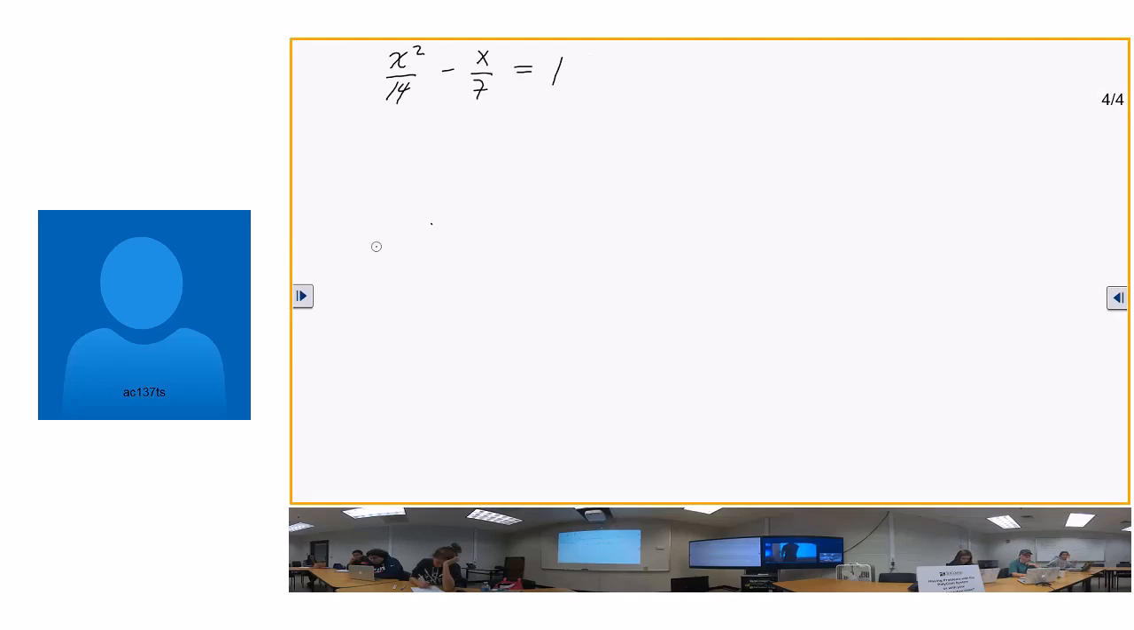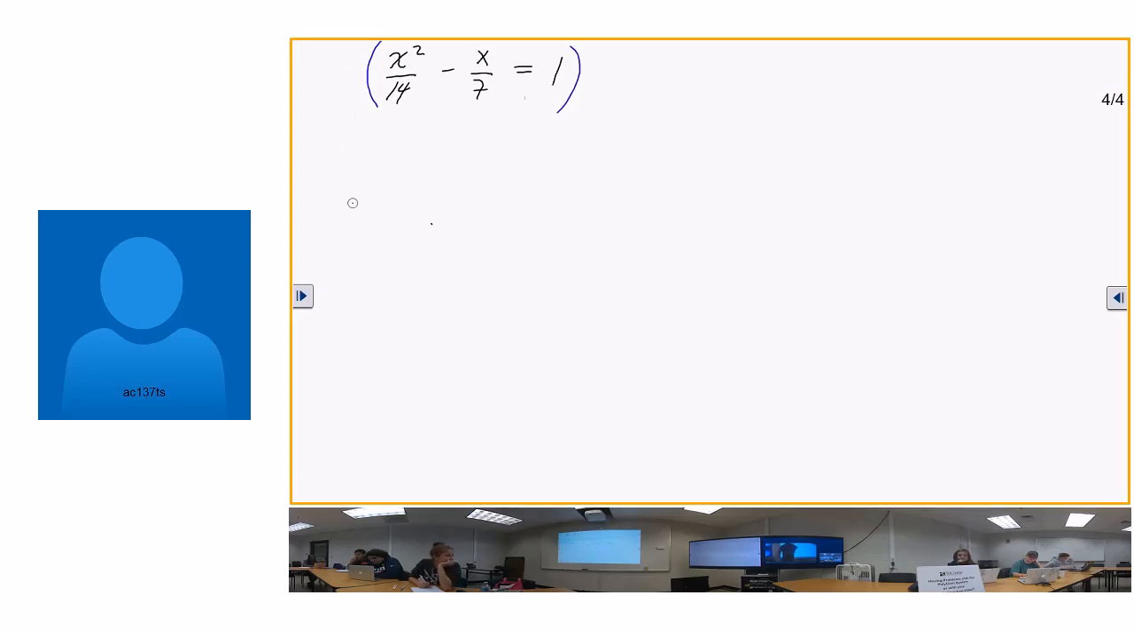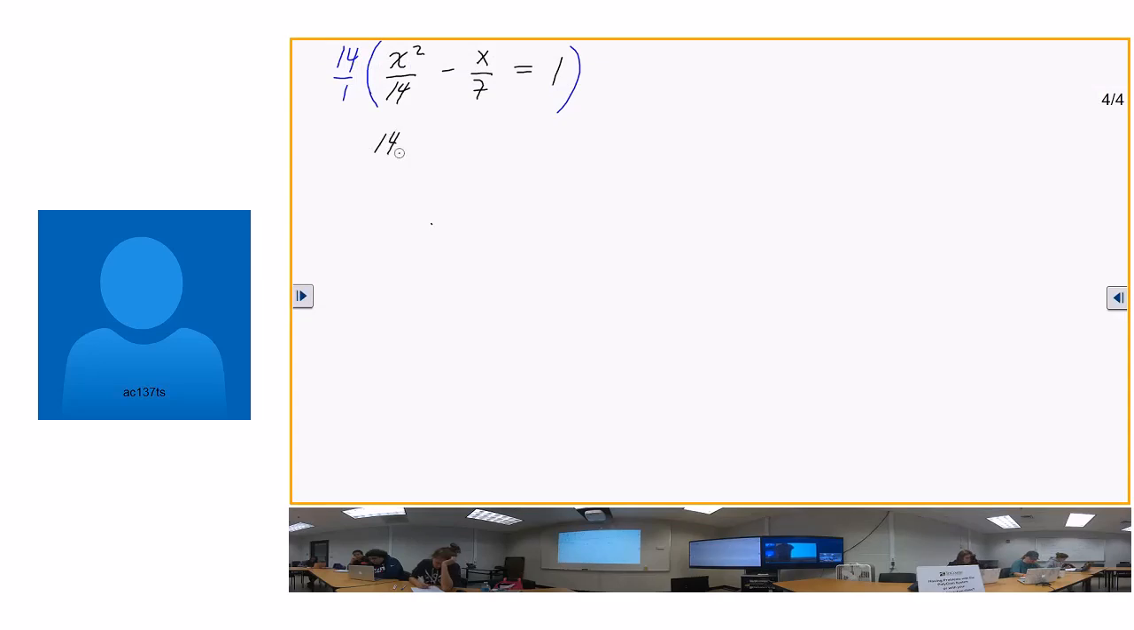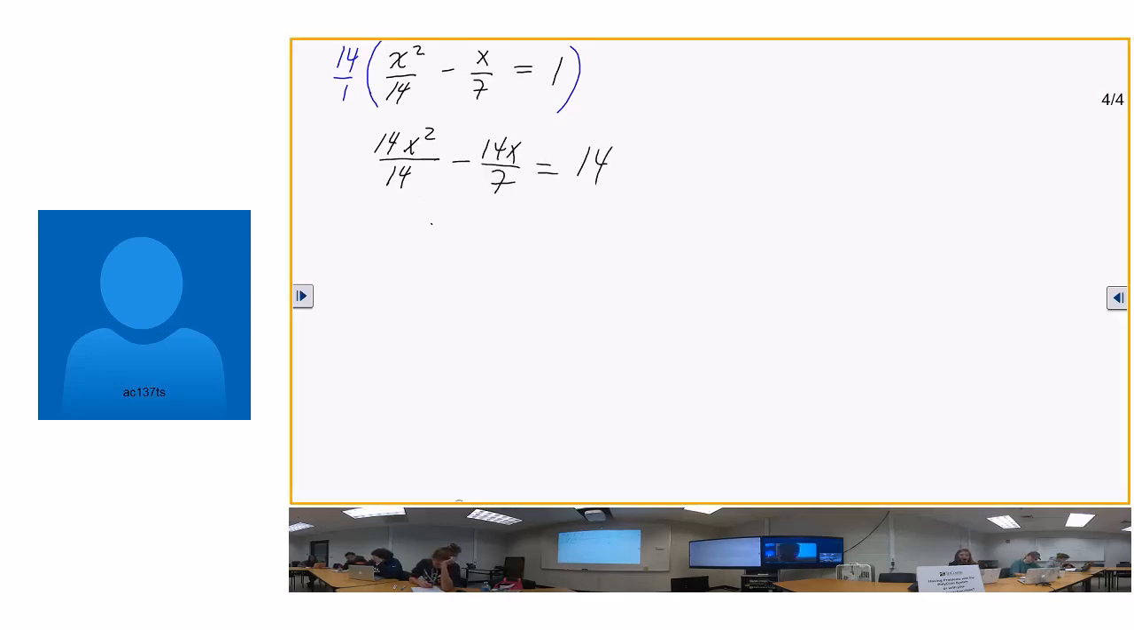So I'm going to multiply through. I'm going to take my handy dandy blue marker because I'm trying to animate this for y'all, so y'all might learn something. And I'm going to multiply by 14 over 1. Why? What's the common denominator of 7 and 14? 14. I'm just going to put this extra step in there for y'all. Put a baby step in there.